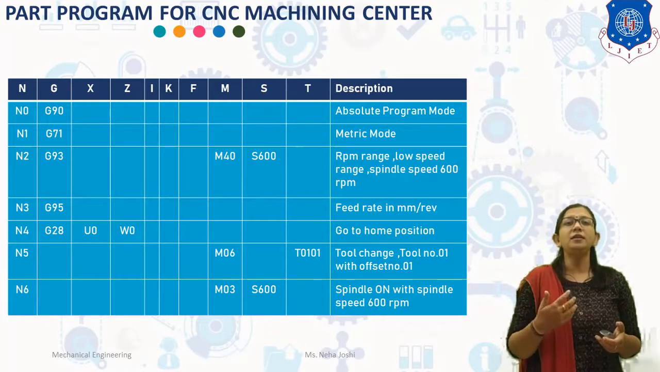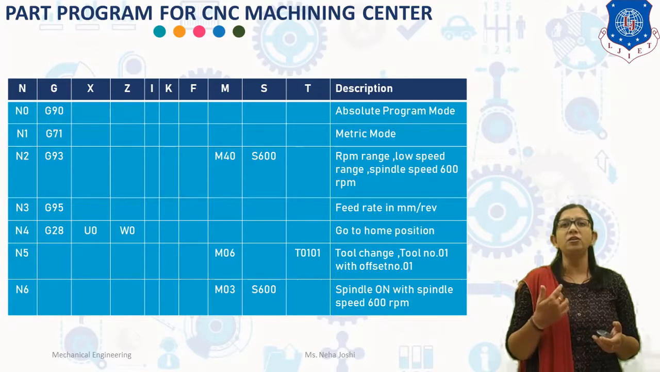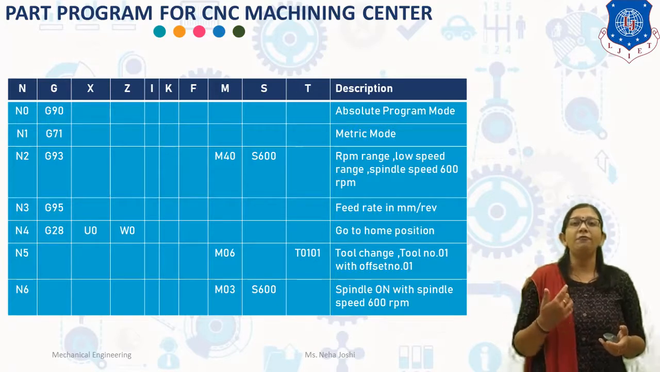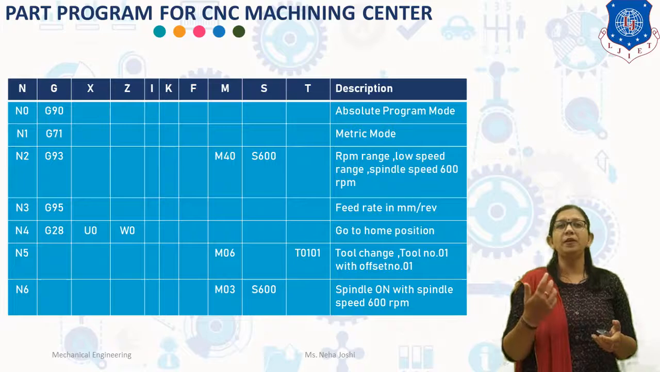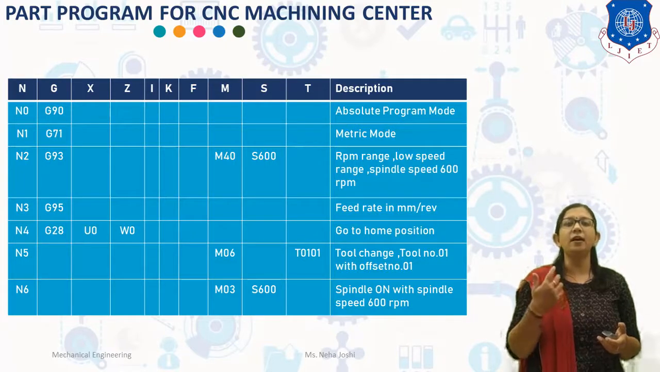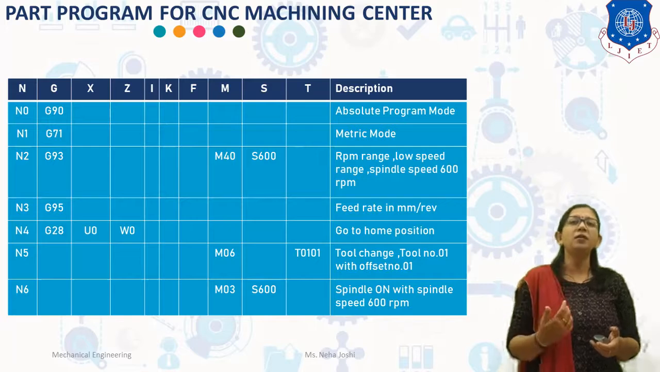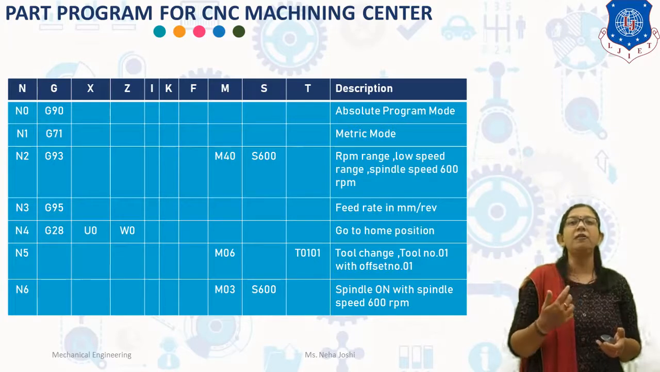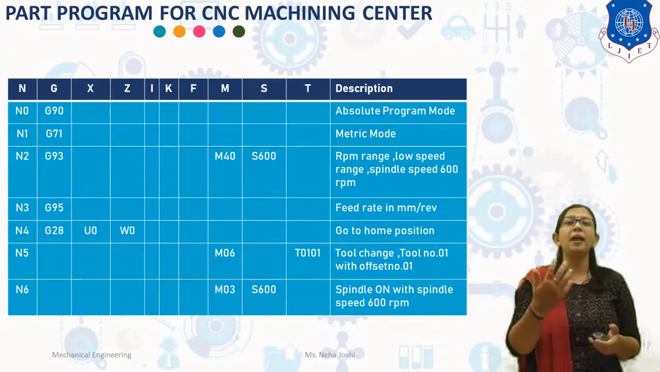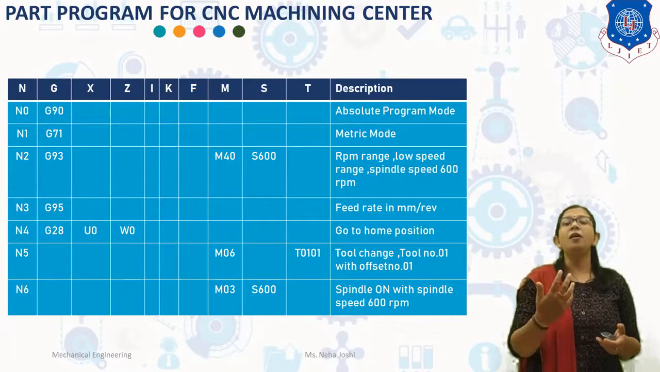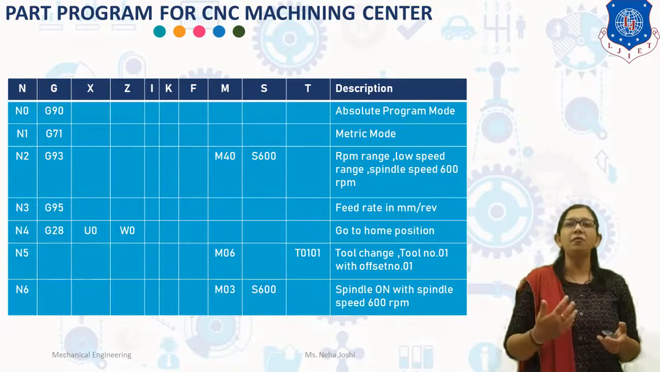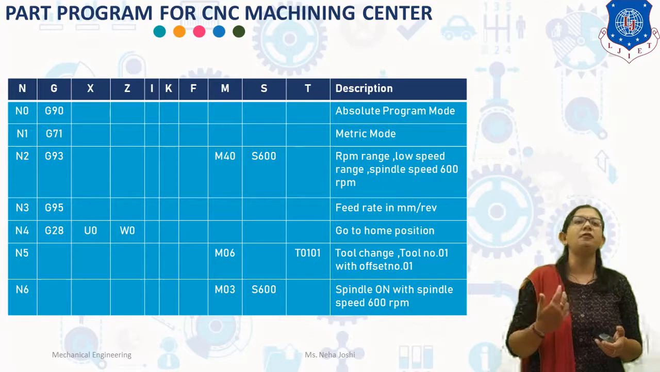Then the third sequence is N2. G93 indicates the speed range. M40 is used for low speed range, and X600 indicates the spindle speed is 600 rpm. Then the next sequence is N3, and G95 indicates the feed rate in mm per revolution. The feed rate is given in mm per revolution, so we have to use the G95 code.